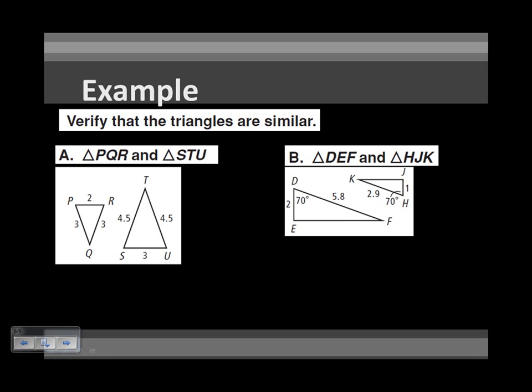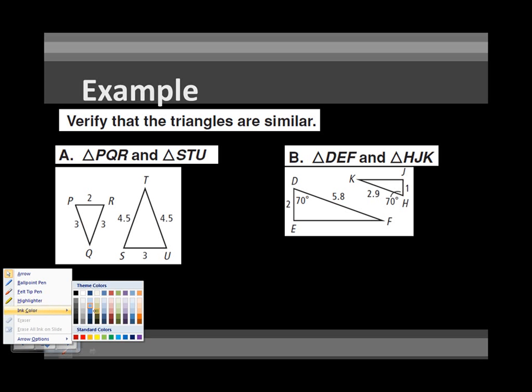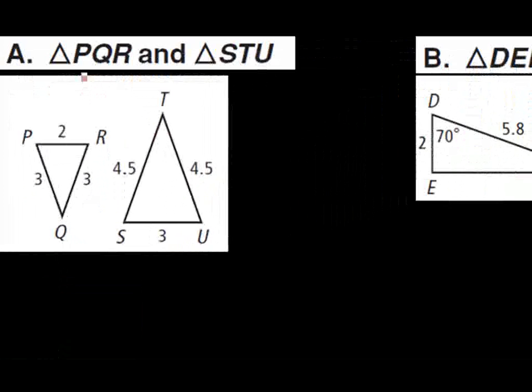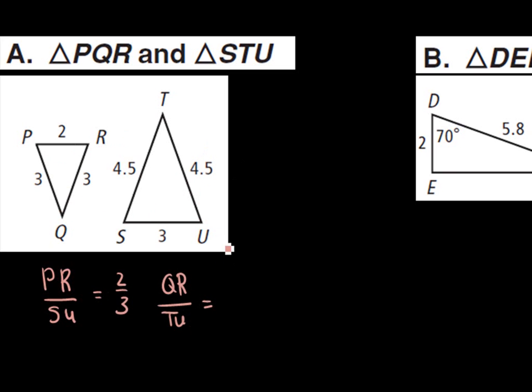So let's take a look at these. It says verify here that the triangles are similar. So we're going to take a look at triangle PQR and triangle STU. The very first thing I would do is look at the ratio of PR to SU, and that ratio is 2 to 3. Then I would look at the ratio of QR to TU, and that would be equal to 3 over 4.5.